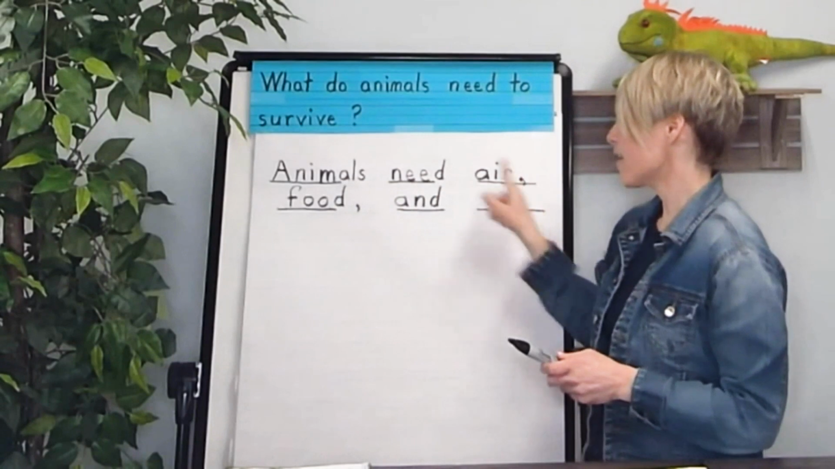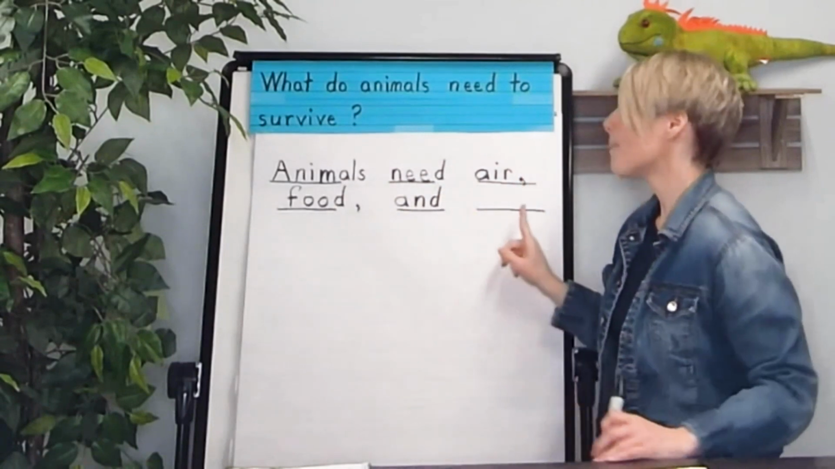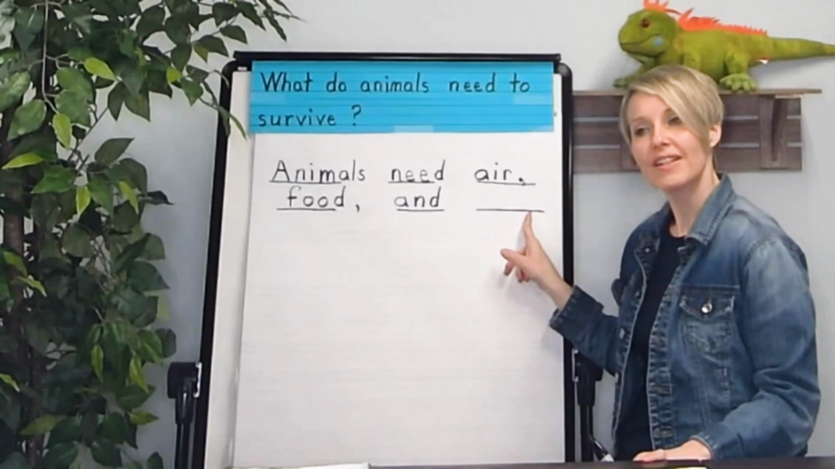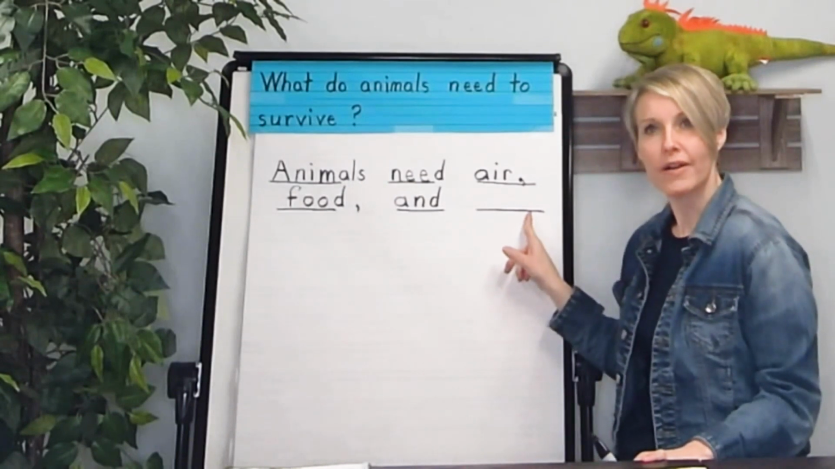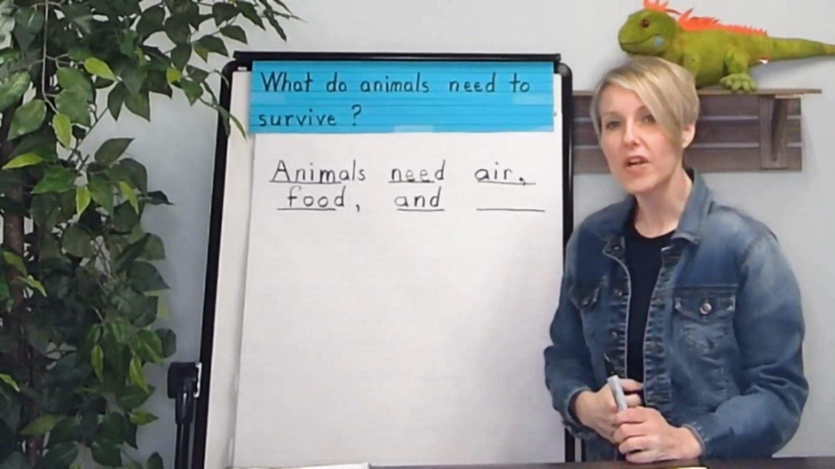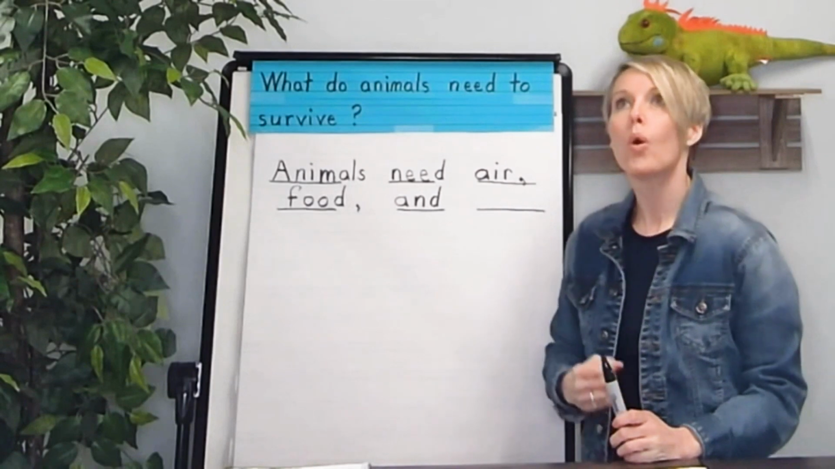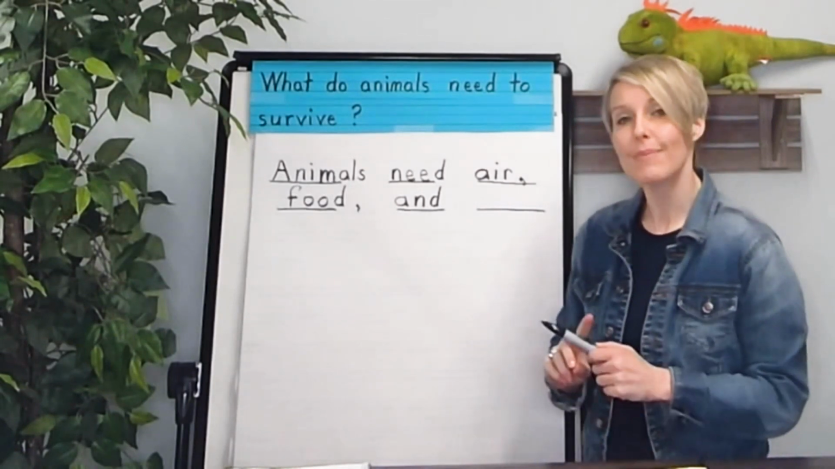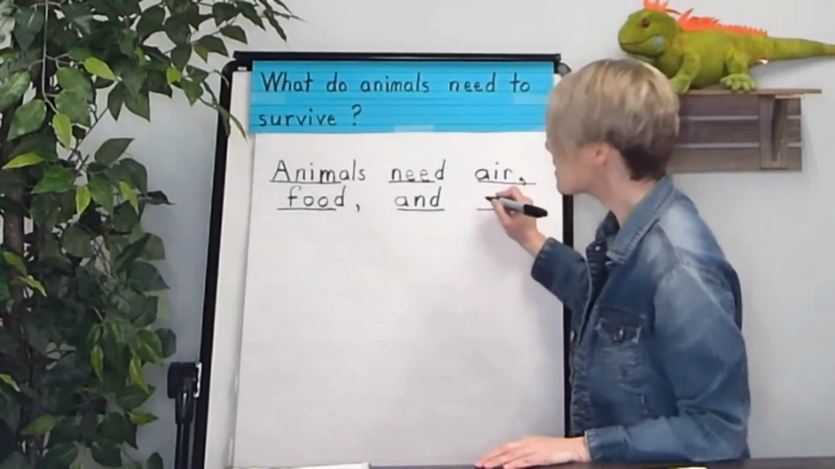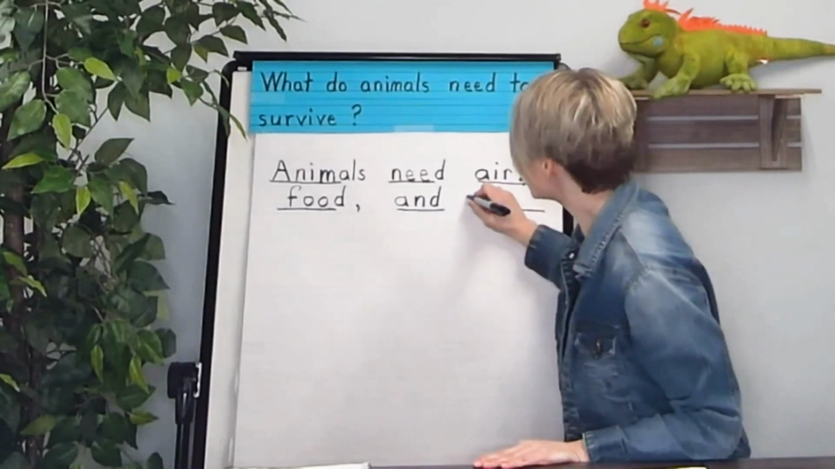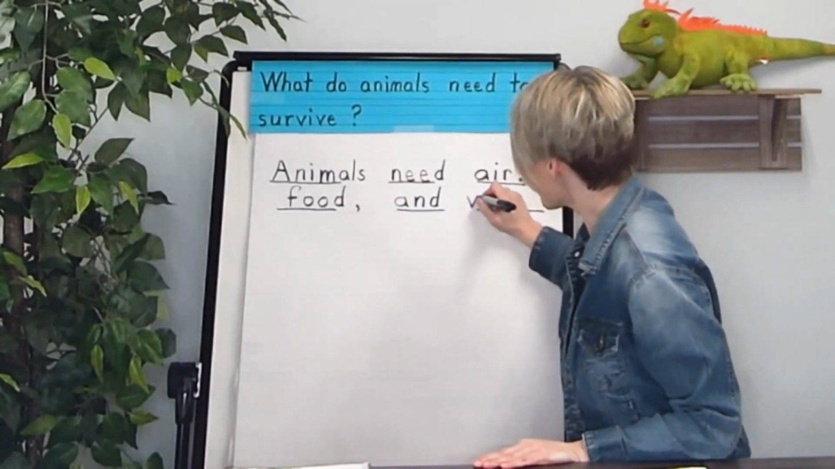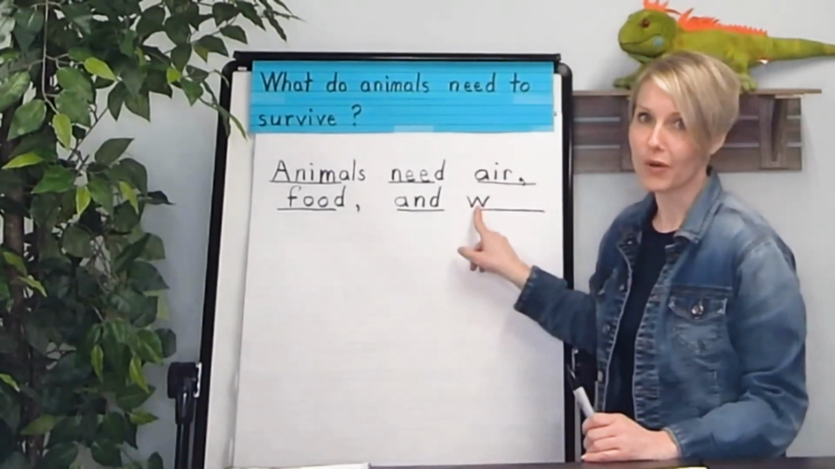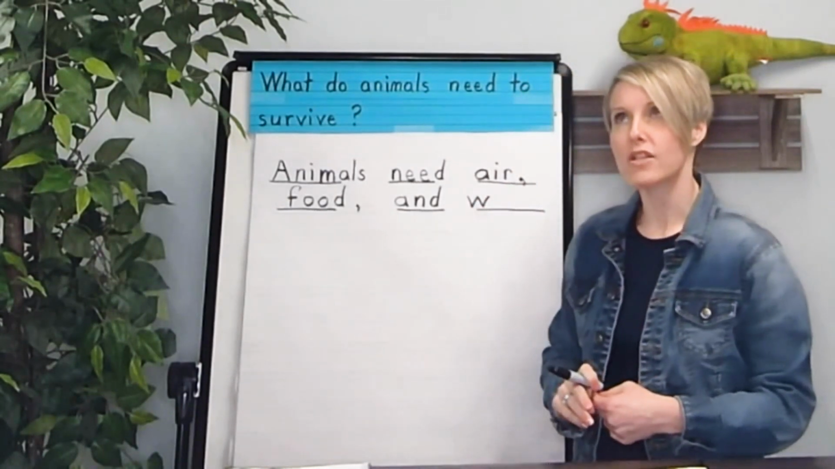Animals need air, food, and do you remember the last thing? You're right, it was water. Let's think about the first sound in water. W, that's W. Let's make a lowercase w. To make a lowercase w, it's little slant down, little slant up, little slant down, and little slant up. That's a W. The next sound is ah.